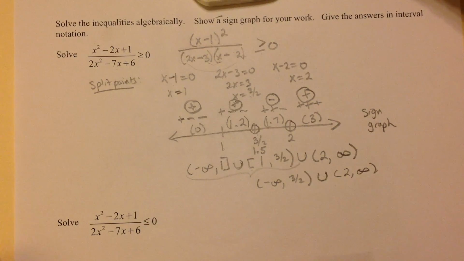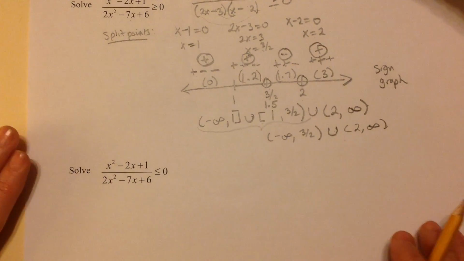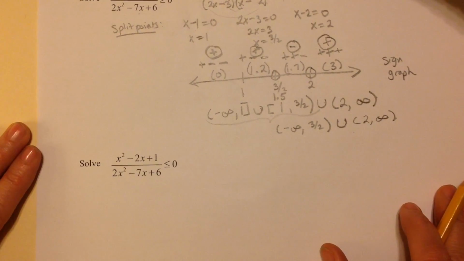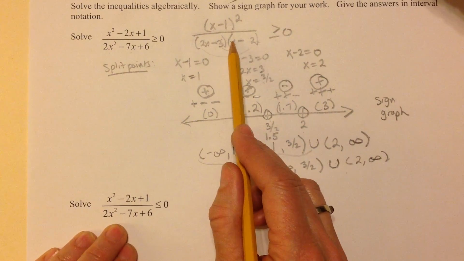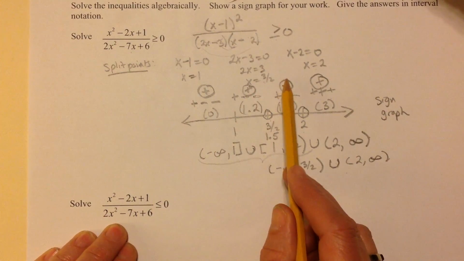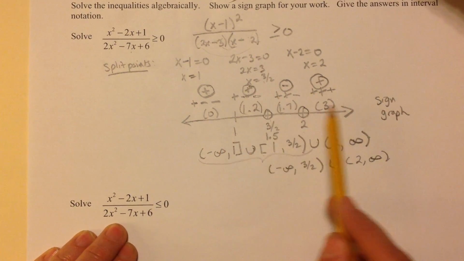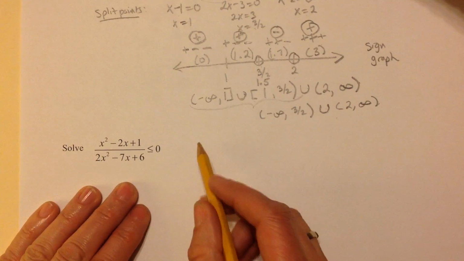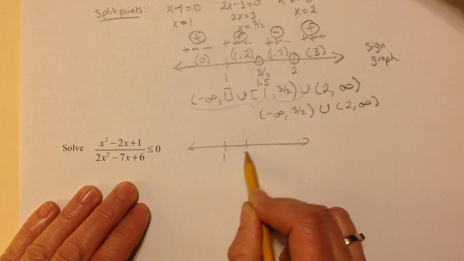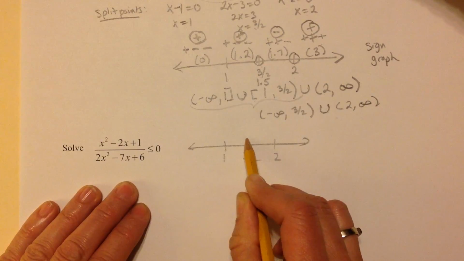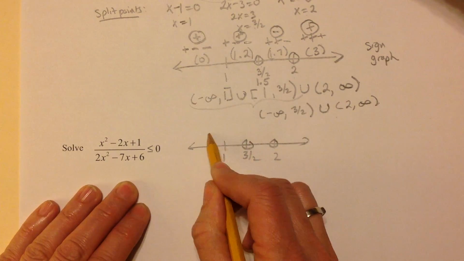Okay, now, this last one has a little bit of a twist to it. It looks very similar to the original, and in fact, because the factoring is going to be the same, split points are going to be the same, we're going to get the exact same sign graph. So let me just copy it. The sign graph is still going to be this. Still can't include 3/2 or 2.